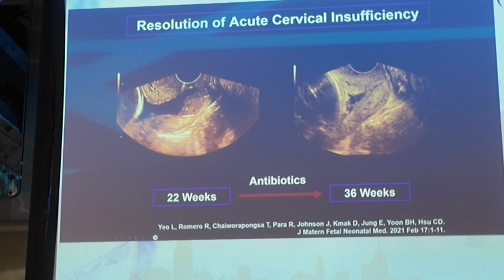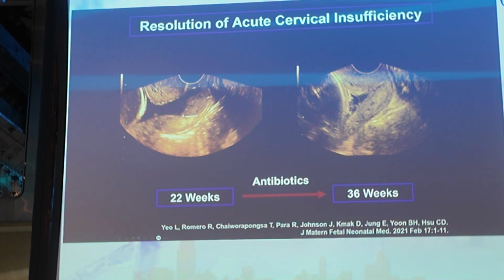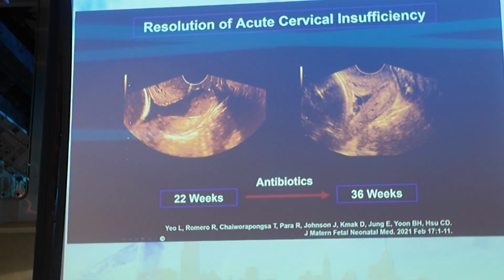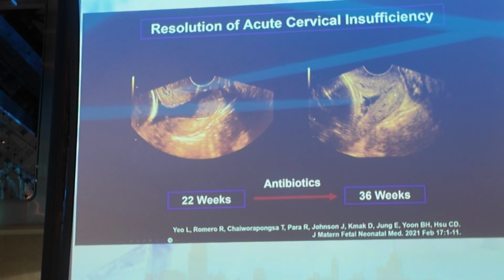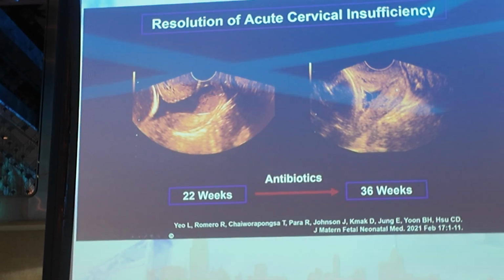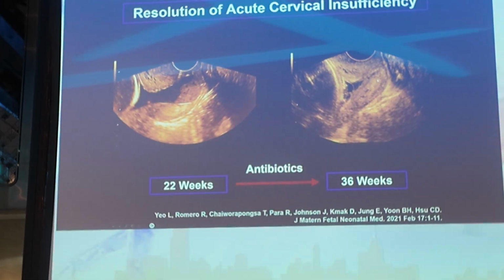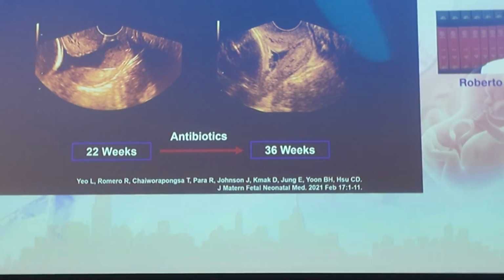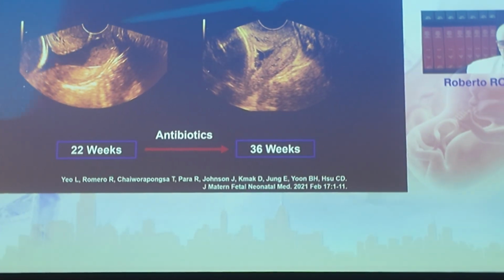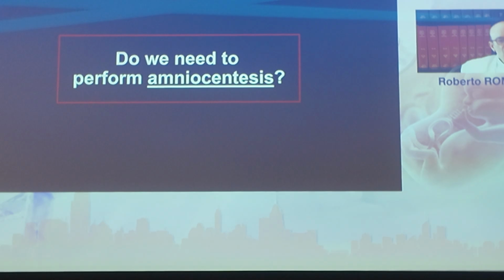So the take-home message is here you have sludge with acute cervical insufficiency and with antibiotics, this patient delivered at term. I want to be clear that some patients continue to have a dilated cervix, and we have placed cerclages after we have treated the intra-amniotic inflammatory process.